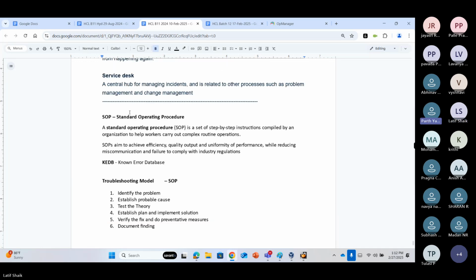Okay. Yes, sir. This is about SOP and KEDB and troubleshooting model. I told you in the morning that it is about SOP and KEDB, so that's why we'll see these two things first. Standard operating procedure. What is this? It's step-by-step instructions compiled by an organization to help workers carry out complex routine operations.